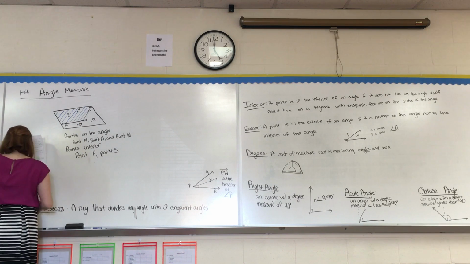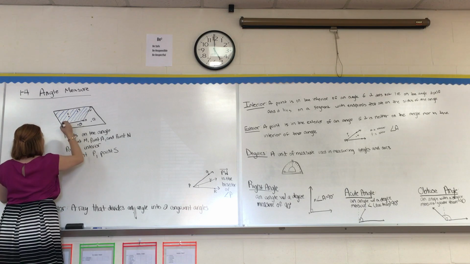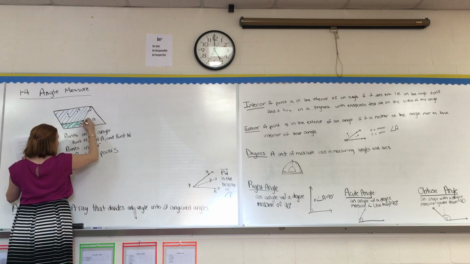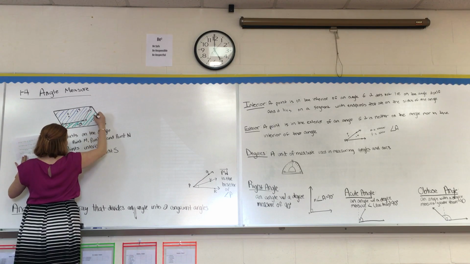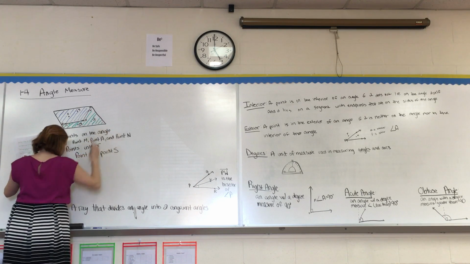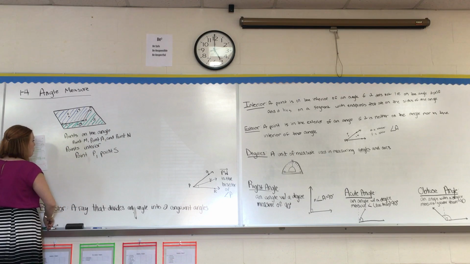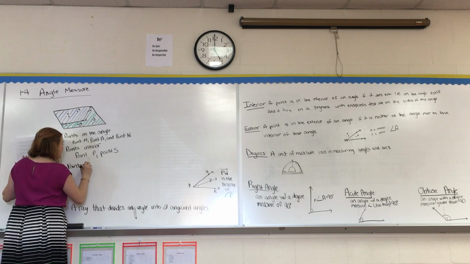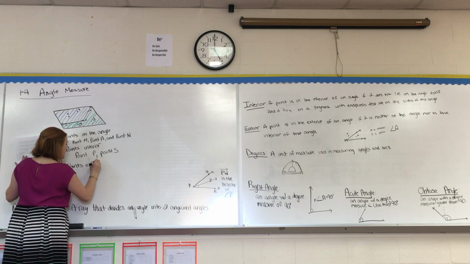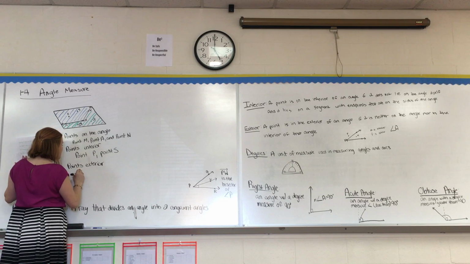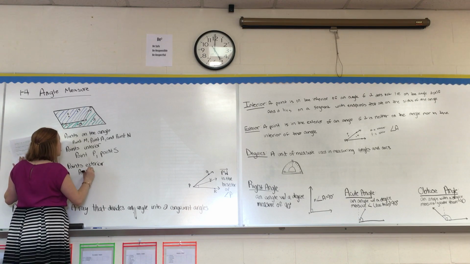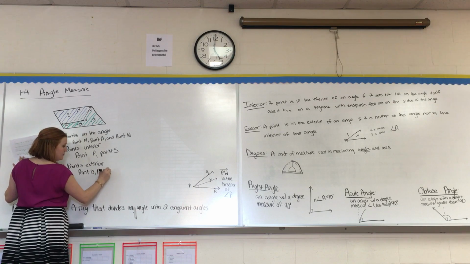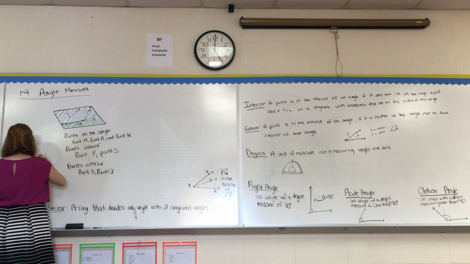Now we're going to talk about the points that lie on the exterior. The exterior is this green area right here, anywhere on the outside of that angle. So the points exterior are point O and point Q, right? Point O and point Q.